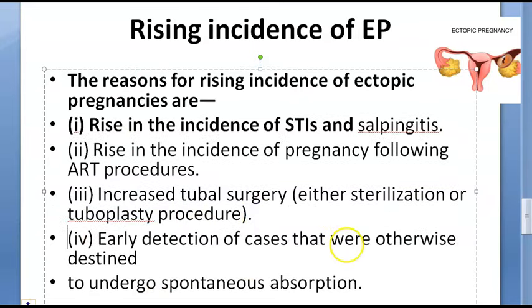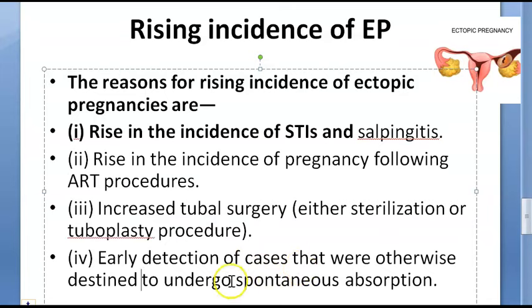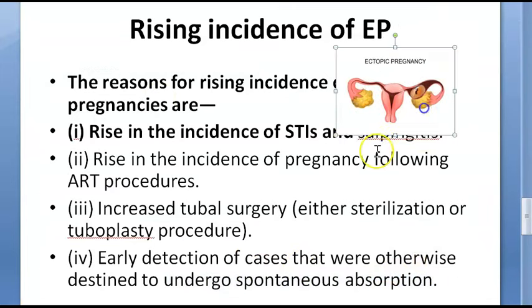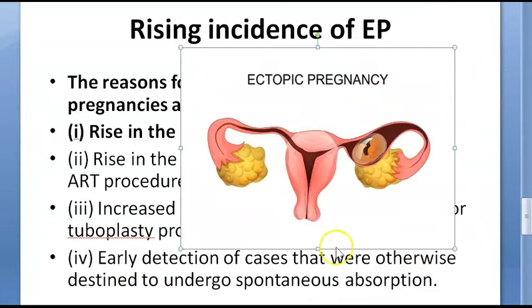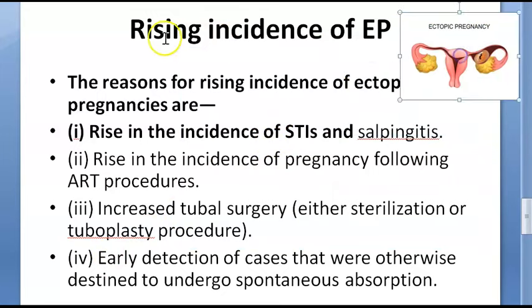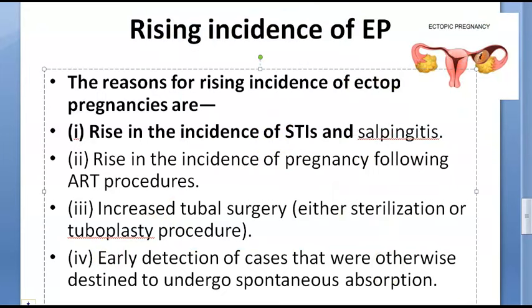That is another thing. Or early detection of cases that were otherwise destined to undergo spontaneous absorption. See, what will happen in this case, sometimes the fertilized ovum is implanted here and developing here, after some time it can get spontaneously absorbed, right? It can get spontaneously absorbed. But now what is happening, people are going in for early scans, etc. And they are able to detect this ectopic pregnancy much earlier than before. So that will also add to this increase in the incidence of ectopic pregnancy.